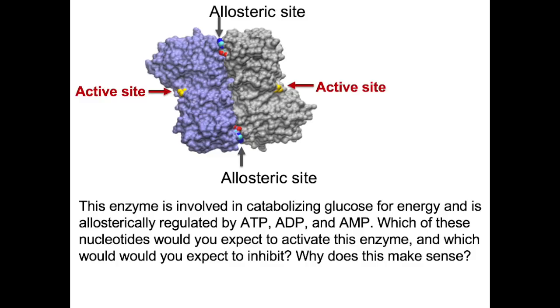On the other hand, if there's a lot of ADP or AMP around, that means that the cell is hydrolyzing ATP for energy, and so there's less ATP around and more of its hydrolysis products, ADP and AMP. And so if ADP or AMP bind to the allosteric site, they're going to activate this enzyme to say, it's time to break down glucose now, because the cell is in need of energy. Makes sense, doesn't it?